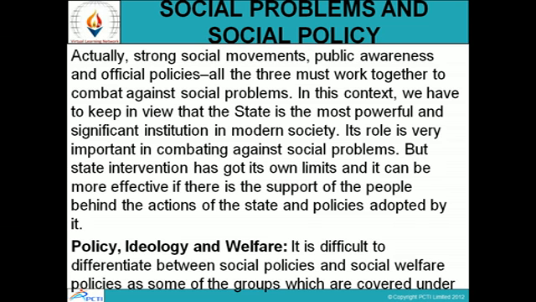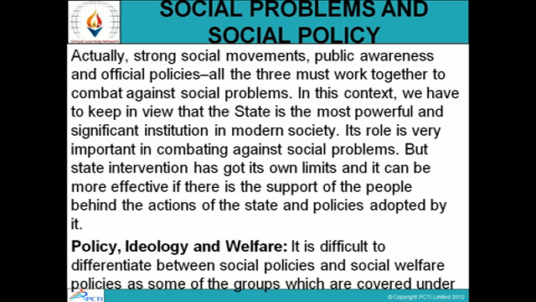In this context, we have to keep in view that the state is the most powerful and significant institution in modern society. Its role is very important in combating social problems, but state intervention has its own limitations, and it can be more effective if there is the support of the people behind the action of the state and policies adopted by it.